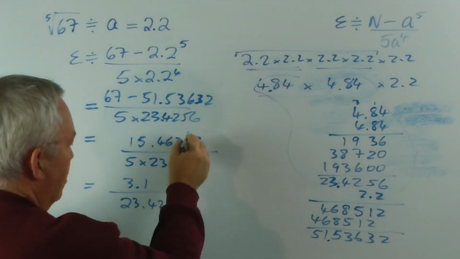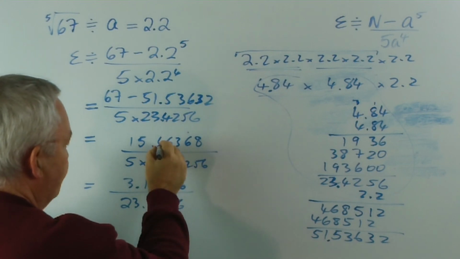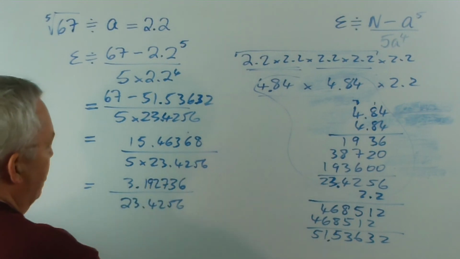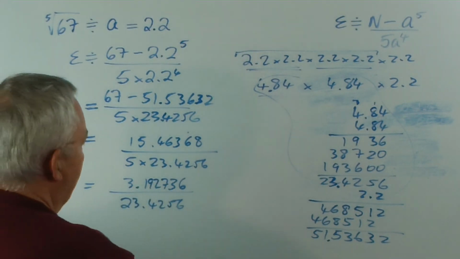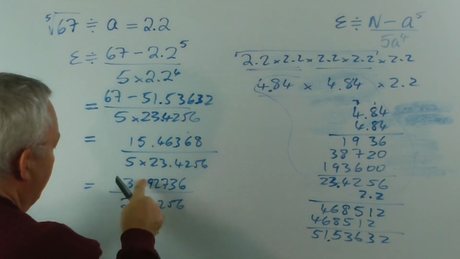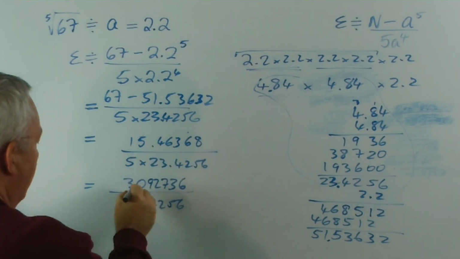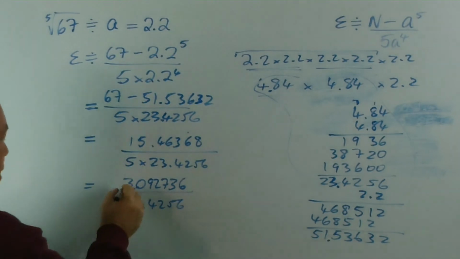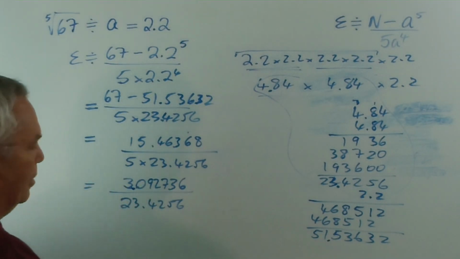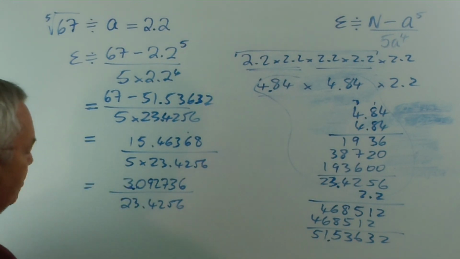16, carry the 1, 12, 13, carry the 1, 7, 2, carry the 1, 9. What have I done wrong? Oh, there's no 1 there. Let's try 6, tick, tick, tick, tick, 9, 3, 0. There it is. I just mixed up 2 methods and I got muddled up on the way. So we've got to actually work this out as a decimal.